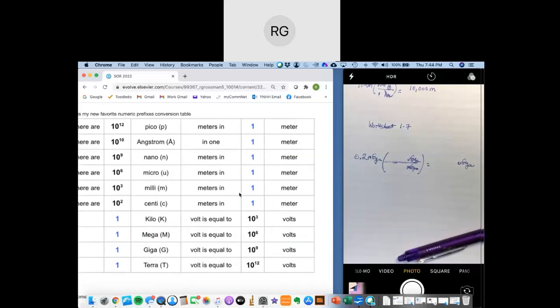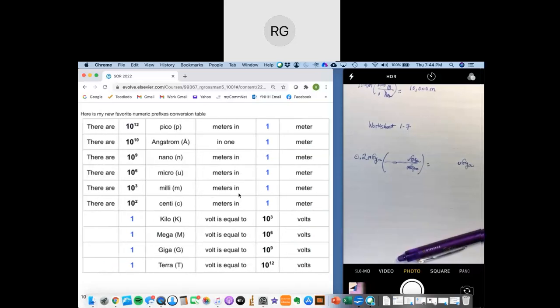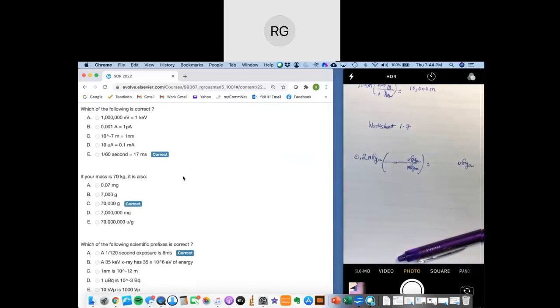So let's look at our little table up top, and we know that there are 1,000 milligrays in 1 gray. And we know that there's 1,000,000 micrograys in 1 gray. So a milligray is 1,000th of a gray, and a microgray is 1,000,000th of a gray. So let's go back down to our problem.